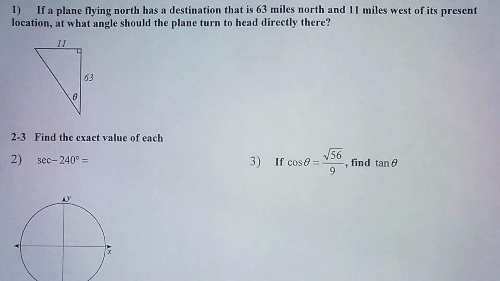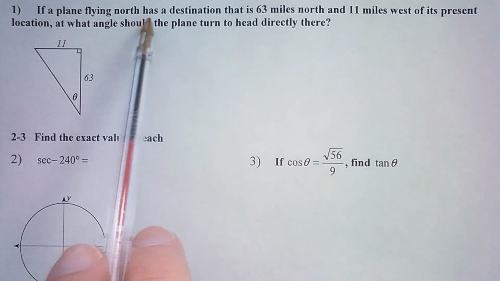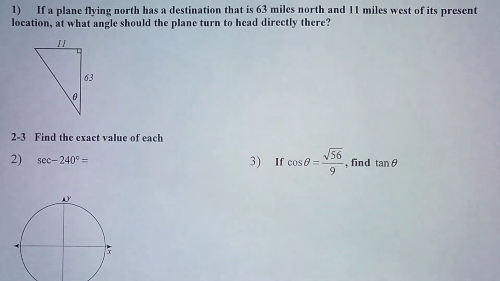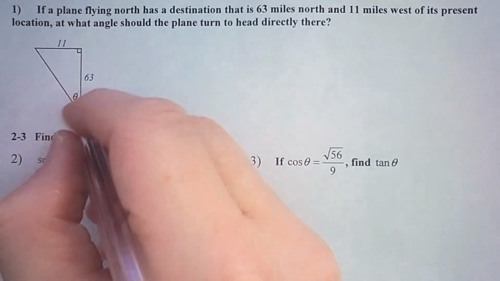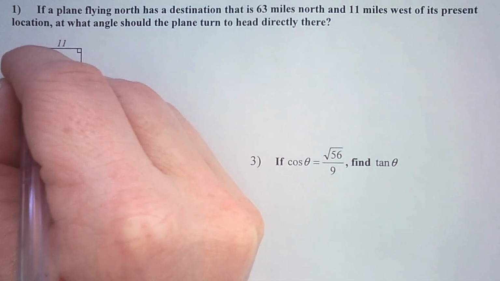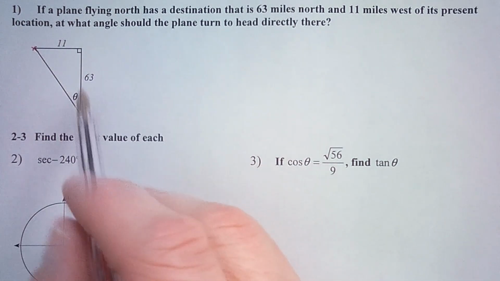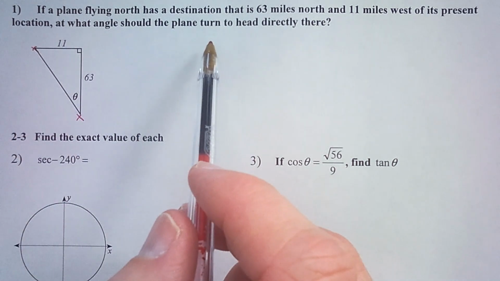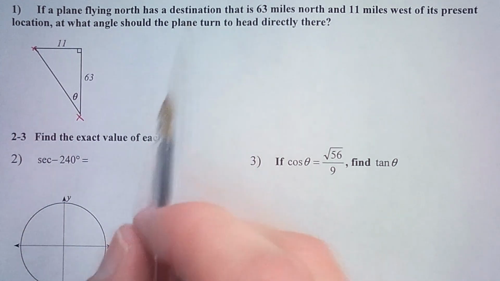And now we'll finish this lesson with some review. If a plane flying north has a destination that is 63 miles north and 11 miles west of its present location, okay, so here's the plane right here, and its destination is right here, 63 miles north and 11 miles west, at what angle should the plane turn to head directly there?